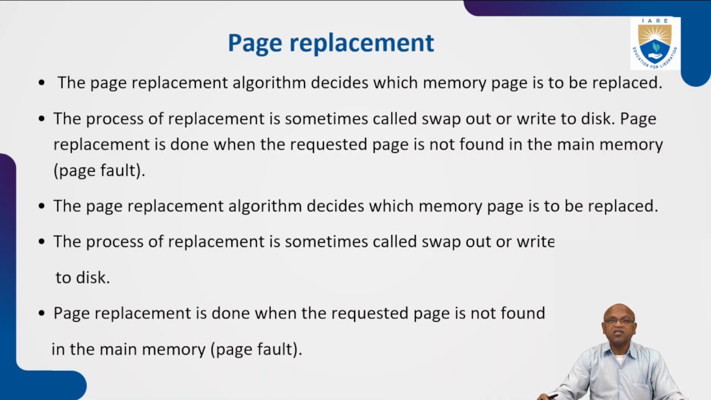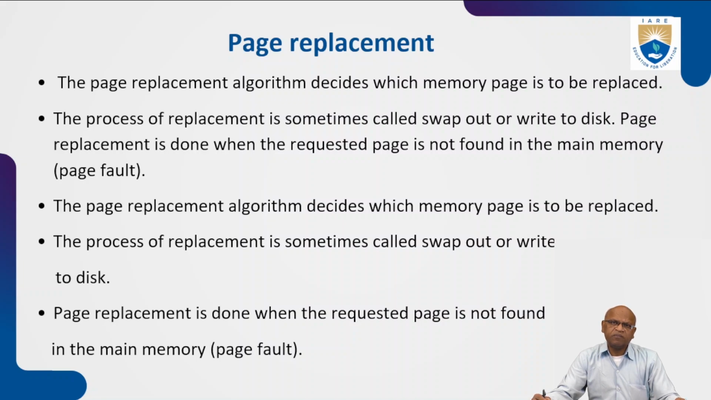So the page replacement algorithm decides which memory page to be replaced. The process of replacement is sometimes called swap out or swap write to disk. Page replacement is done when the requested page is not found in the main memory, the RAM. That's called a page fault.